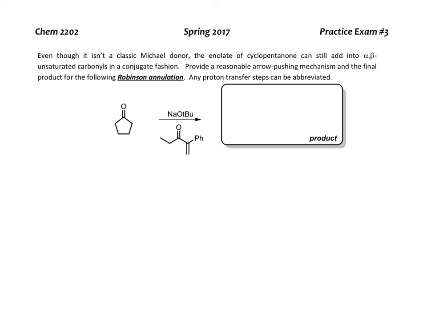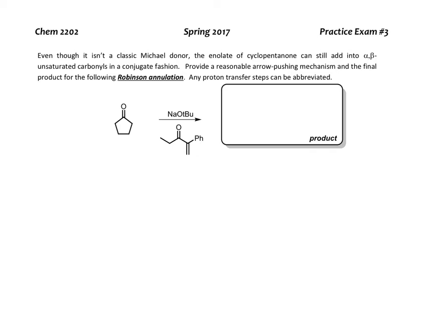Page 3, again, this is Robinson annulation chemistry. And again, this is just to get you guys to practice Michael addition, know what a Michael addition is, know what an aldol condensation is. It's very important that you know those two things, okay? And Robinson annulation questions are good ways to practice.